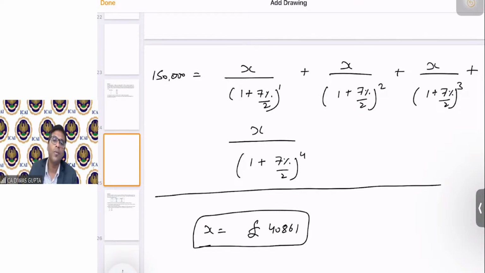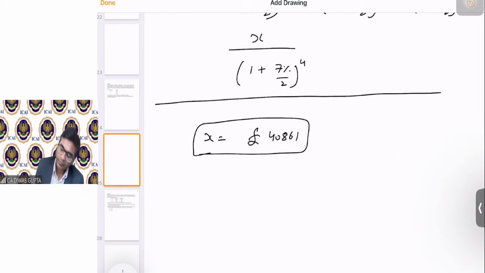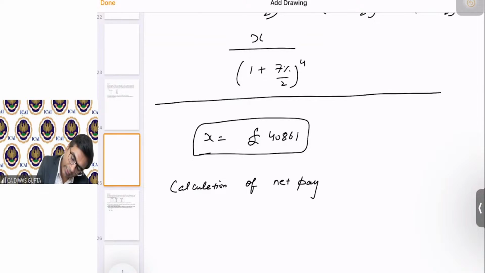Understood, students, till now? Okay. Why we have calculated this? Because then only we will be able to arrive at what is the real cash outflow or inflow at the end of these reset periods. Now, students, calculation of net payoffs.